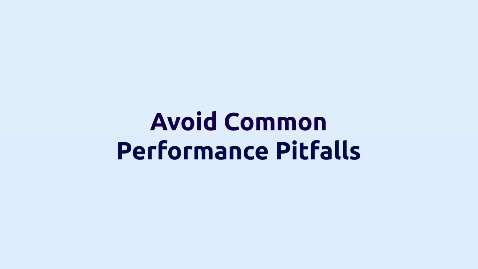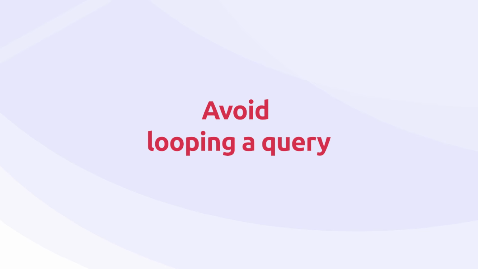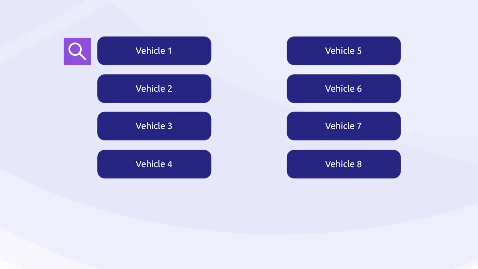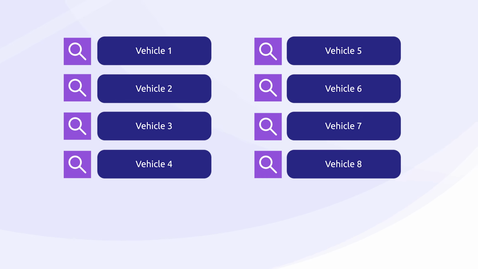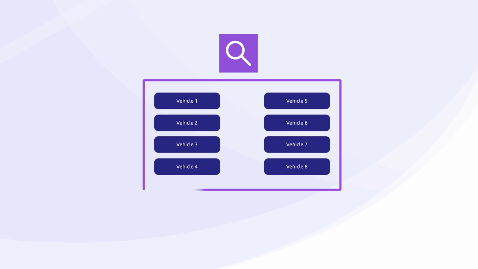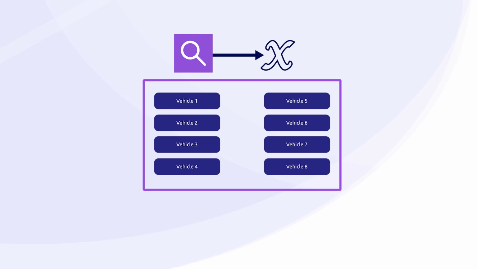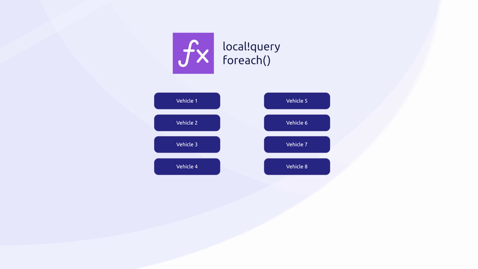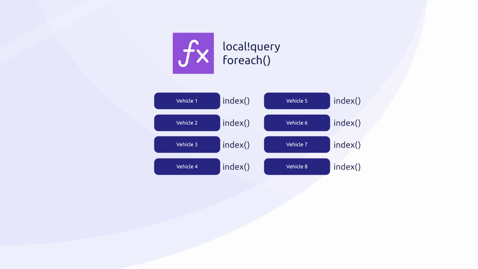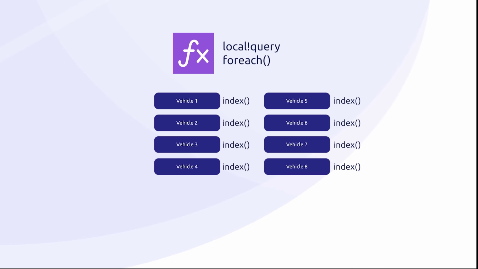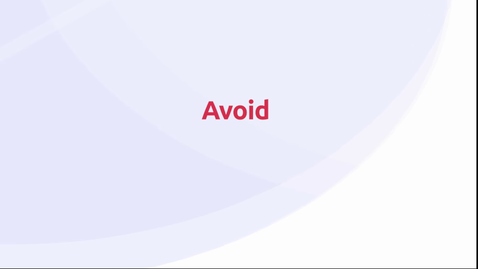Now let's cover some common traps that can slow you down. First, you should avoid looping a query. In our example, it would not make sense for each card to query a single vehicle record. That would be 1 query for each card, or 8 queries per page. The correct way is to query the full dataset once, store the response in a local variable, then use functions like forEach and index to find the data you need from the results. Query once, then reference locally.